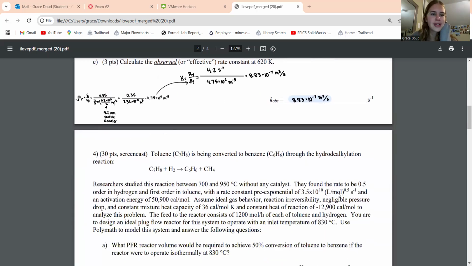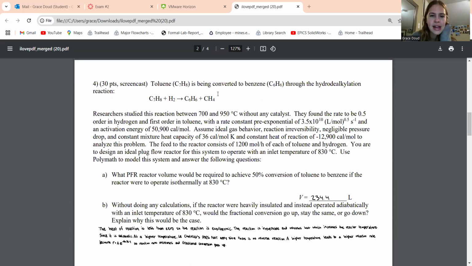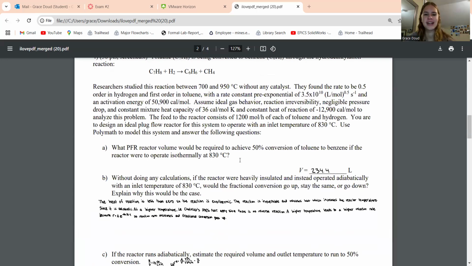And then I guess we'll move right on to question 4, which is the fun one. Okay, so this is an irreversible reaction.